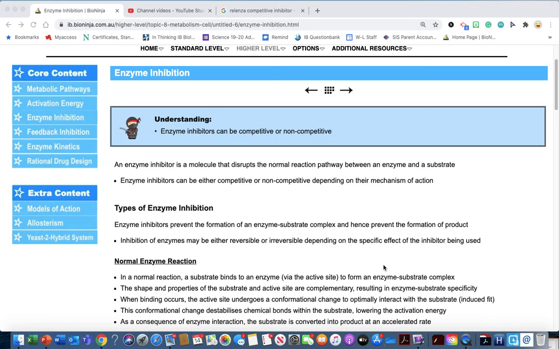IB Bio students. Today we're going to continue 8.1 and we are going to study enzyme inhibition. So the essential understanding here is that enzyme inhibitors can be either competitive or non-competitive. So we're going to look at the two types of enzyme inhibition pathways.